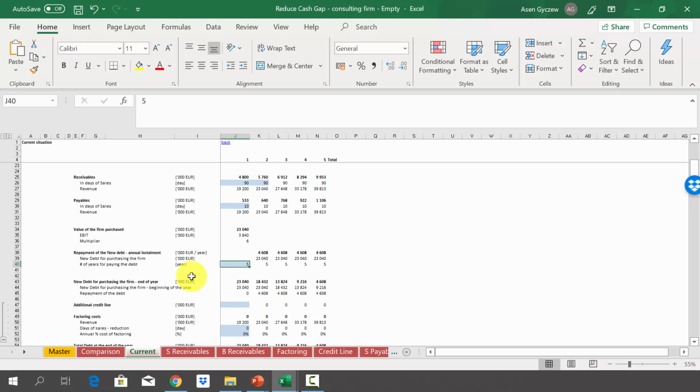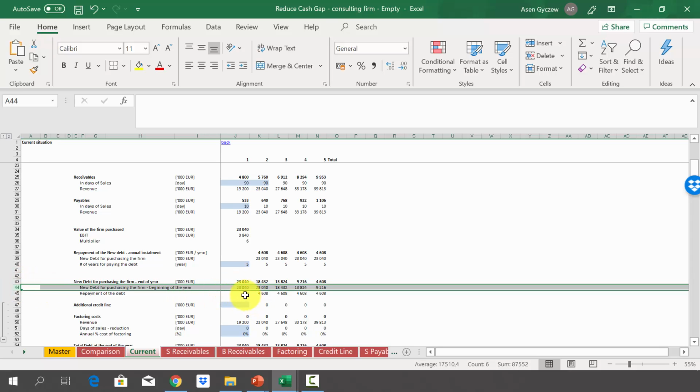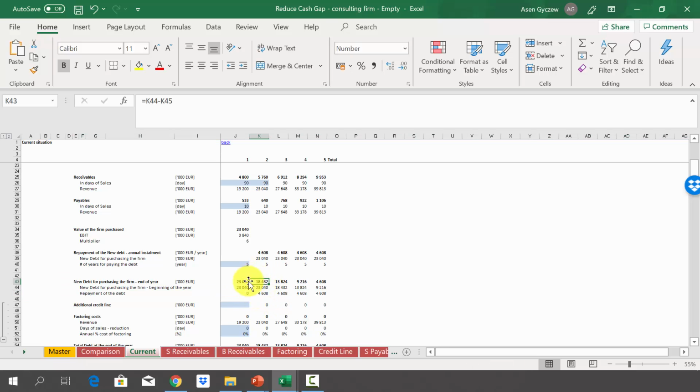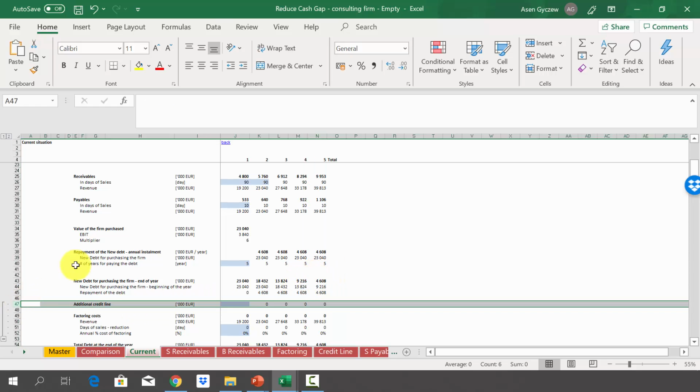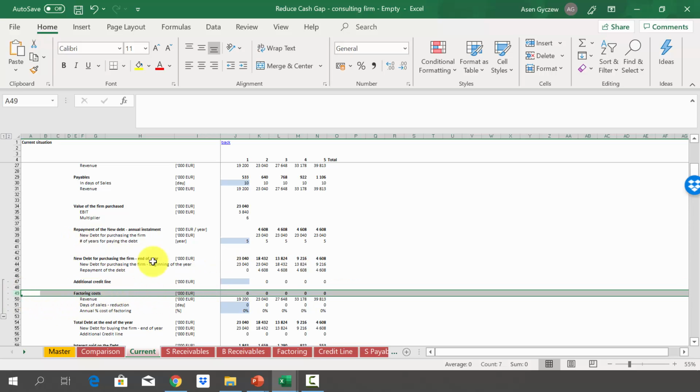Because we want to calculate the cash flow, we also have to estimate how the debt will change. So we have in row 43, the debt for purchasing the firm estimated at the end of the year. So the first year we take the debt, so nothing happens. And then every year, starting from year number 2, we repay the debt, and this is 4.6. So at the end of the second year, it will go down to 18.4 million. And then as we get closer to year number 5, it will be just 4.6 million. One of the scenarios will require additional credit line, so we provided a special place for that, and also a place where you can estimate the factoring costs.